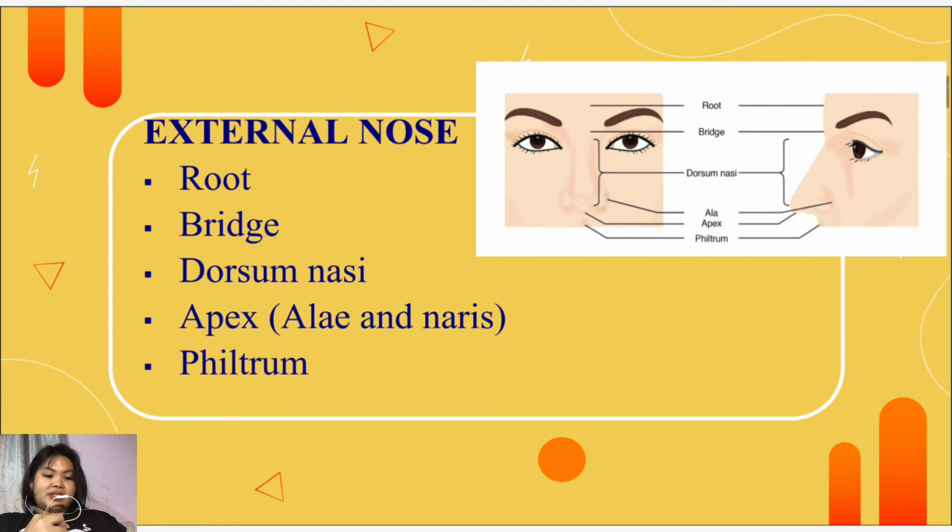The dorsum nasi is the length of the nose. The apex is the tip of the nose. On the other side of the apex, the nostrils are formed by alae. An ala is a cartilaginous structure that forms the lateral side of each naris, or nostril opening. The philtrum is the concave surface that connects the apex of the nose to the upper lip.